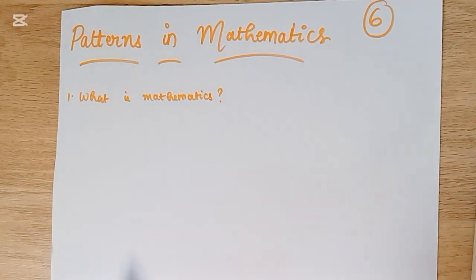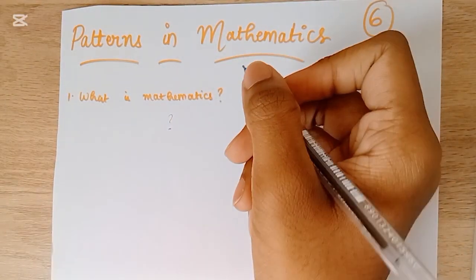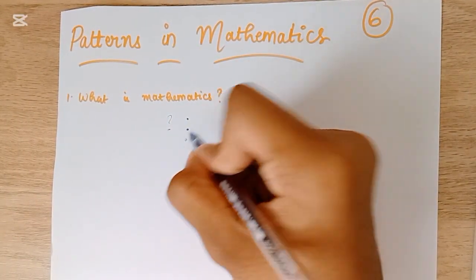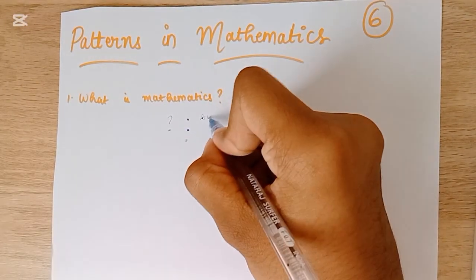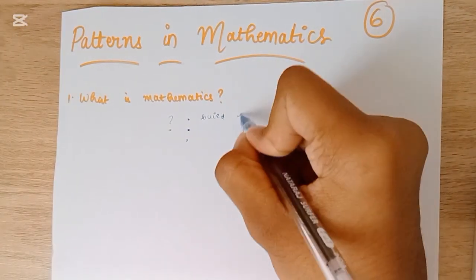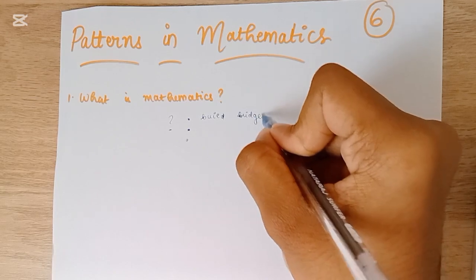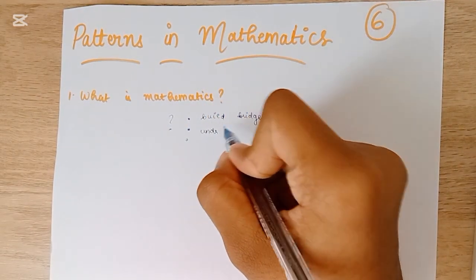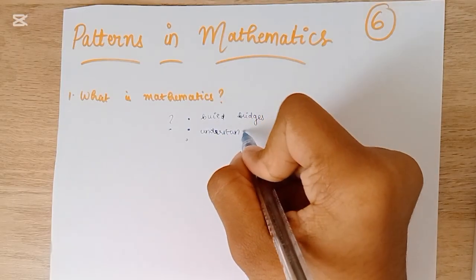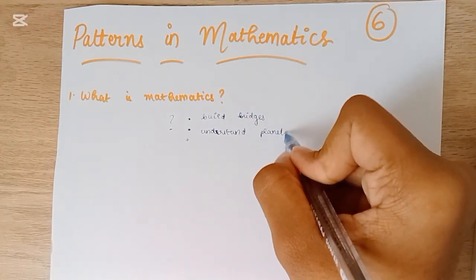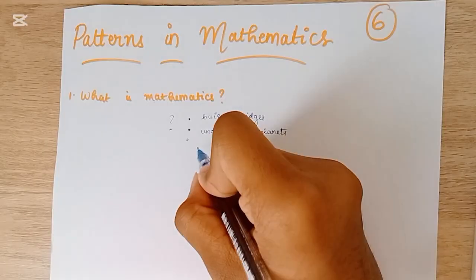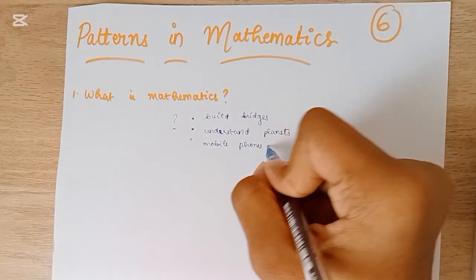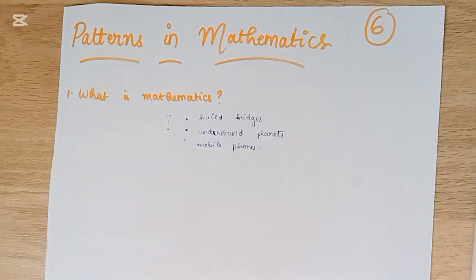So the first thing that you need to know is why patterns are important in daily lives, and you need to know some examples. First example is patterns help us build bridges. Then patterns help us to understand planets, as well as make mobile phones. These are a few examples of why we use patterns or why we use mathematics in daily life.